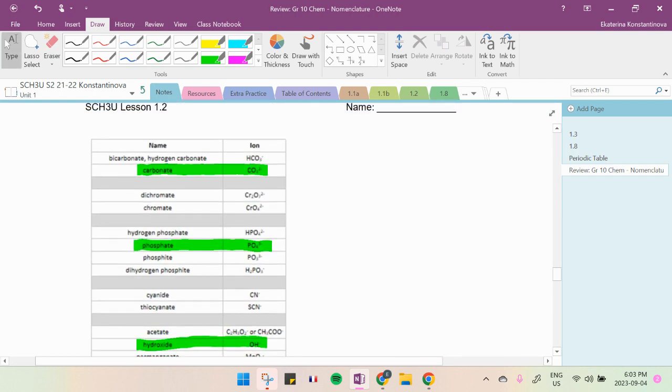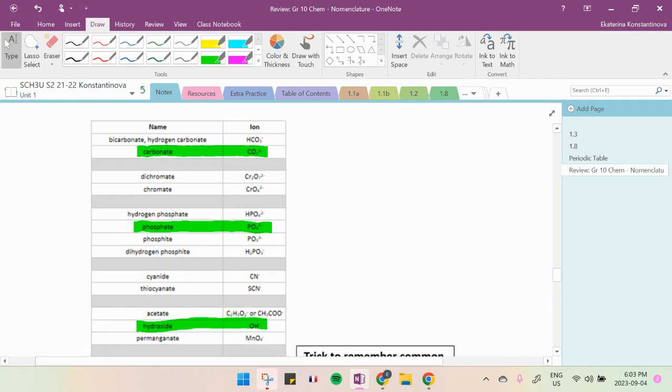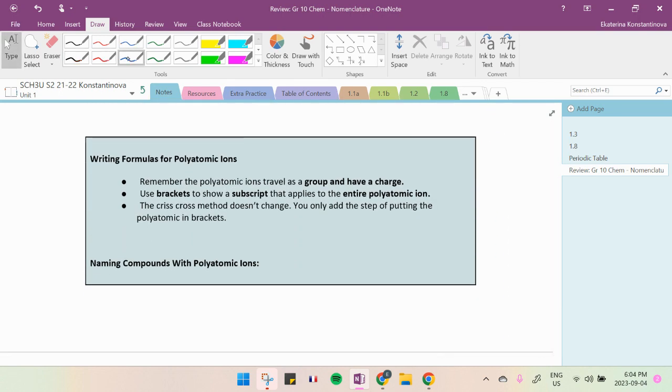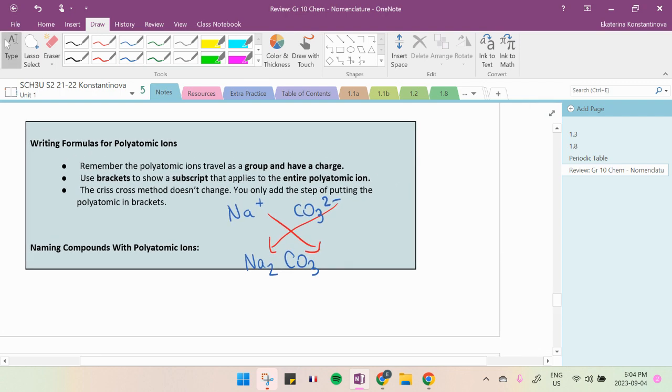So if I want to make, let's take carbonate. I want to have carbonate, and we'll use the cation sodium. Okay, so if I know that sodium has a charge of 1+, carbonate is CO3 2-. Let's see, how do I write my formula? Well, I crisscross and drop my charges, and I get Na2CO3.